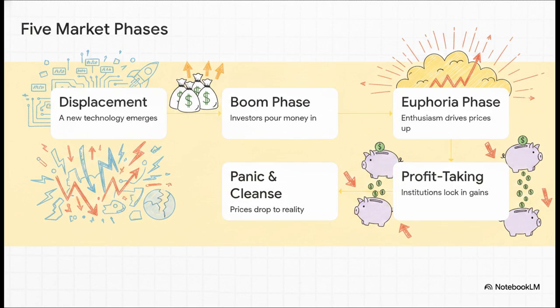After the peak, we hit profit-taking. That's where institutional investors quietly lock in their gains and sell. And finally, panic and cleansing, where a single trigger event drops prices, panic spreads like wildfire, and the market crashes right back down to reality.